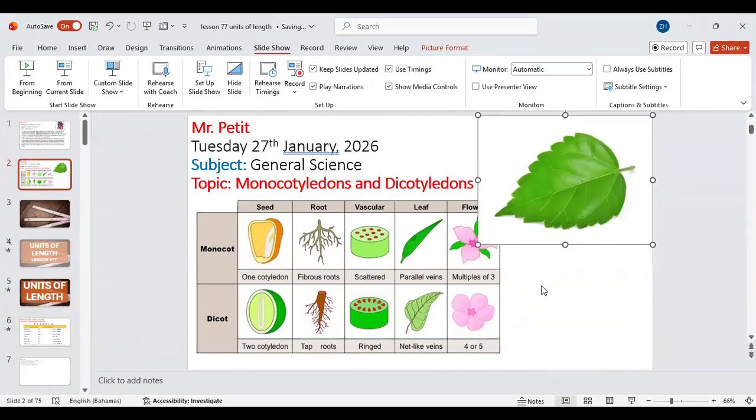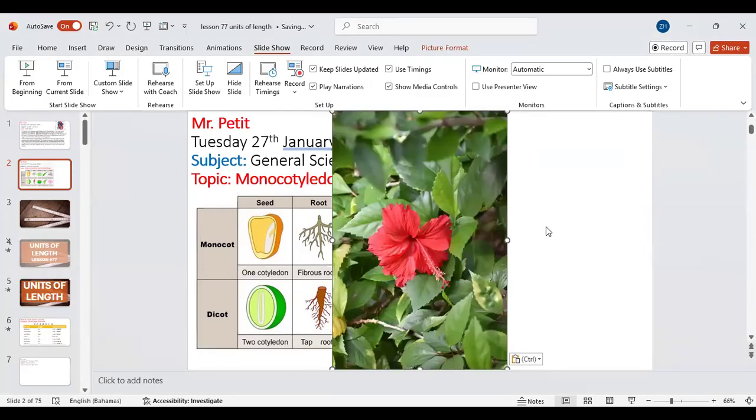All right. Does anyone know where this sort of leaf comes from? Mint? No. You all see it every single day. Poison ivy? Apple? No. Pine? Not apple. It's like a pretty pink flower. Hibiscus? Hibiscus. Very good.